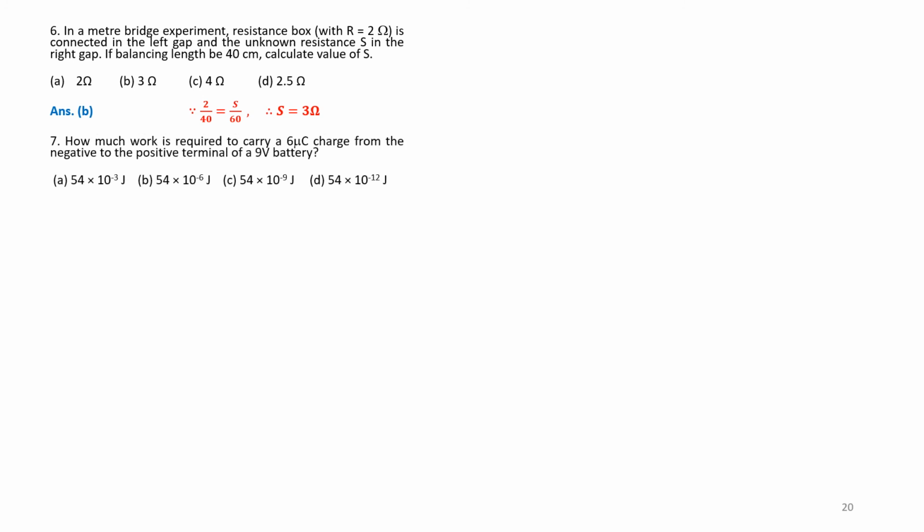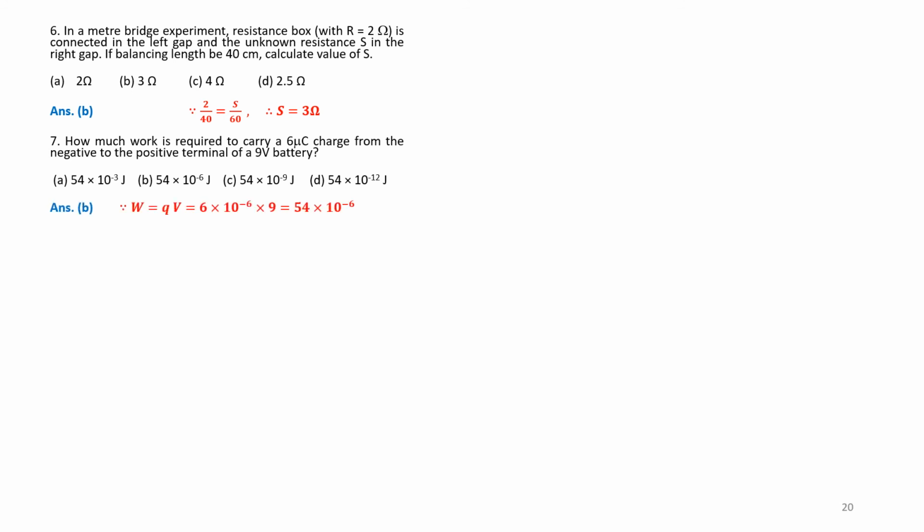Question number 7. How much work is required to carry a 6 microcoulomb charge from the negative to positive terminal of a 9 volt battery? Here, the charge is 6 microcoulomb. The answers are A 54 into 10 to the power of minus 3 joules, B 54 into 10 to the power of minus 6 joules, C 54 into 10 to the power of minus 9 joules, D 54 into 10 to the power of minus 12 joules.